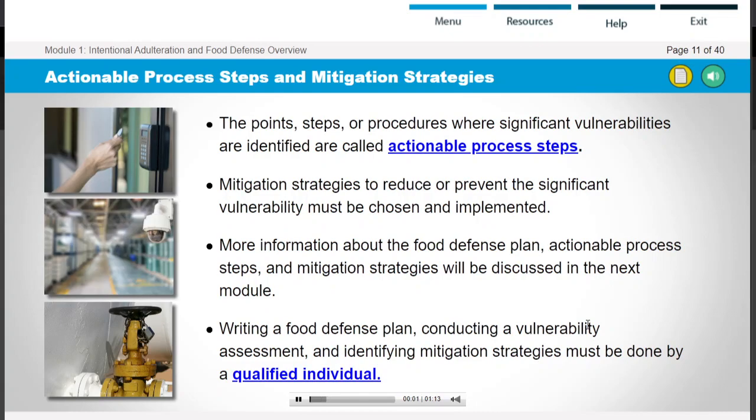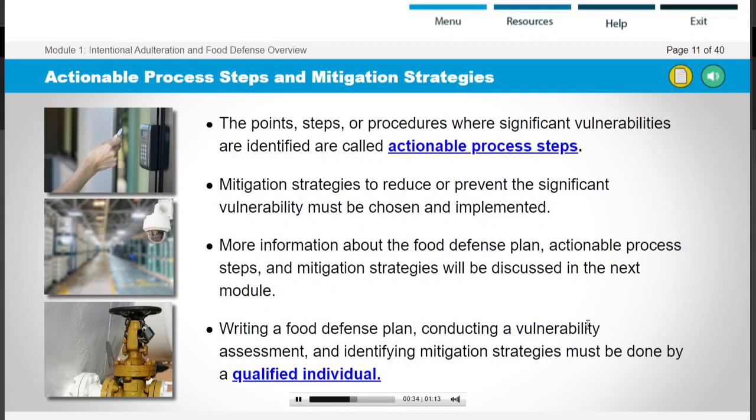Points, steps, or procedures that are identified as having these significant vulnerabilities are called actionable process steps. The IA rule defines actionable process steps as a point, step, or procedure in a food process where a significant vulnerability exists and at which mitigation strategies can be applied and are essential to significantly minimize or prevent the significant vulnerability. After that, measures to reduce or prevent the significant vulnerability must be chosen and implemented. These are called mitigation strategies.